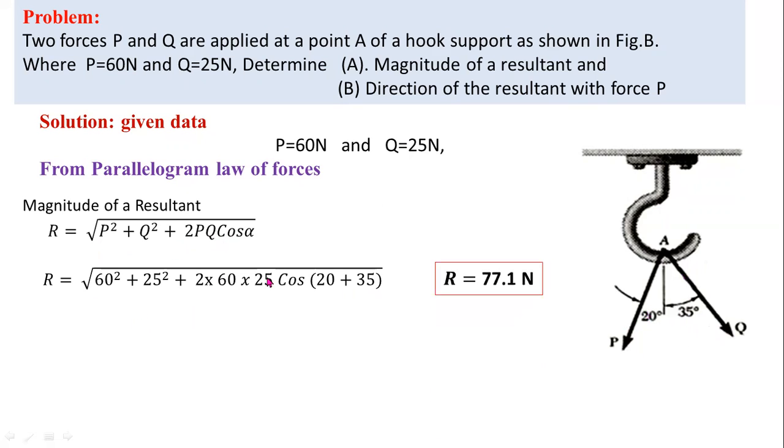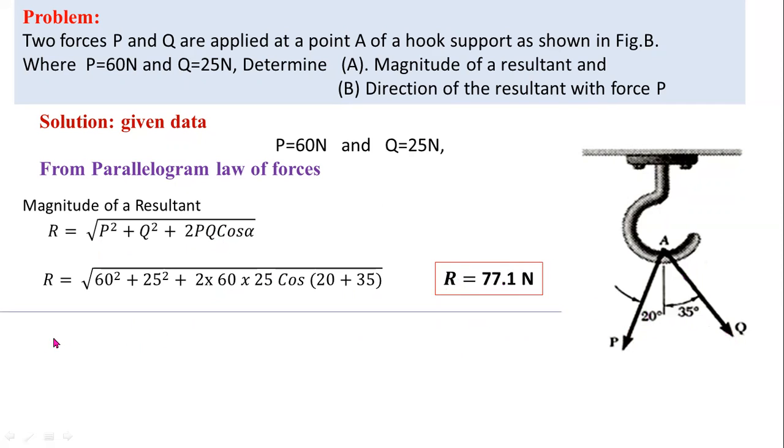Okay, now from this equation, we can get the value of the resultant. The magnitude of the resultant equals 77.1 newtons. This is the magnitude of these two forces.